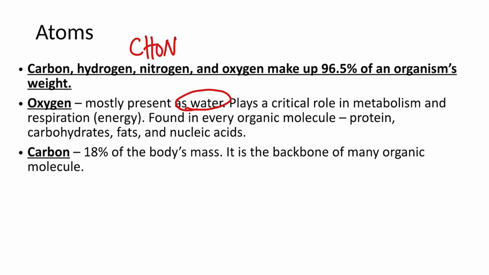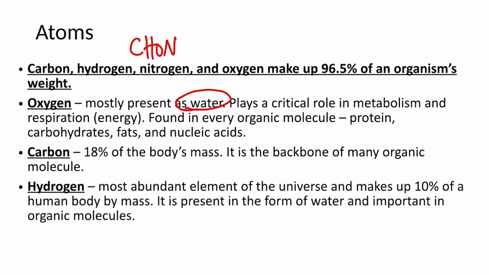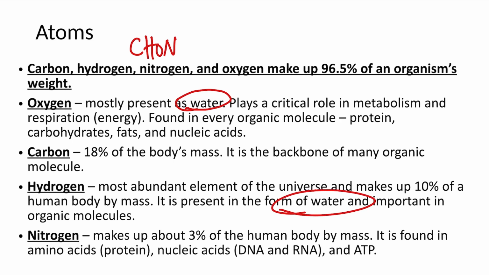Carbon is the backbone of many organic molecules. And so humans are organic molecules because we are composed of carbon. Hydrogen is also present in the form of water. And nitrogen, about 3% of the human body, is found in amino acids, nucleic acids such as RNA and DNA, and then ATP.